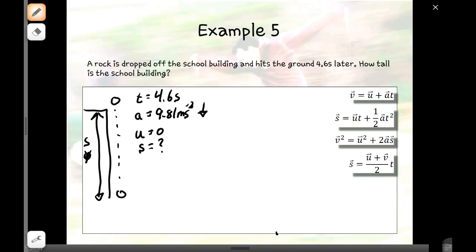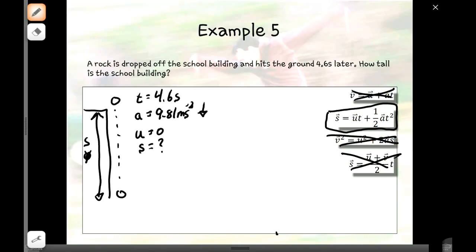So let's go through our equations again, and let's figure out which equations to use. All right, so I'm looking for s. Well, this first one does not have an s, but these other three do. Okay. So now let's go ahead and look at our knowns. Do I know the time? Yes. Do I know the acceleration? Yes. Do I know my initial velocity? Yes. So I know this one. Let's check the other ones. Do I know my final velocity?